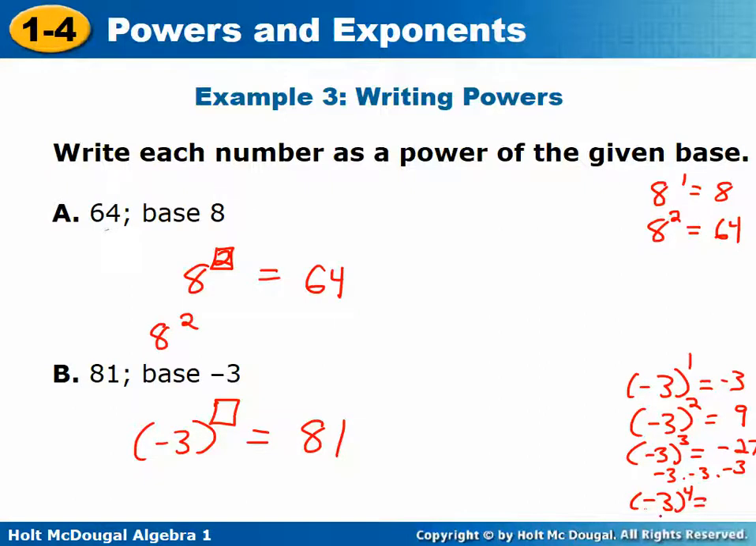If I do -3 to the fourth, I would have -3 times -3 times -3 times -3. -3 times -3 is 9. -3 times -3 is 9. 9 times 9 equals 81. So the answer for this one, I need to put a 4 in here. So the answer that you would type in would be -3 in parentheses to the 4th power.